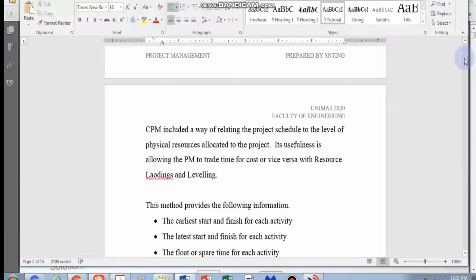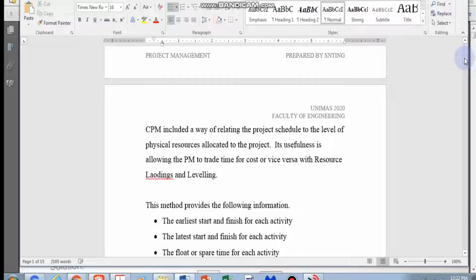but before you can do all that, you already need to have the durations that you previously determined, and then you need to do the sequencing of the activities before you can actually draw the diagram and do the analysis of CPM.